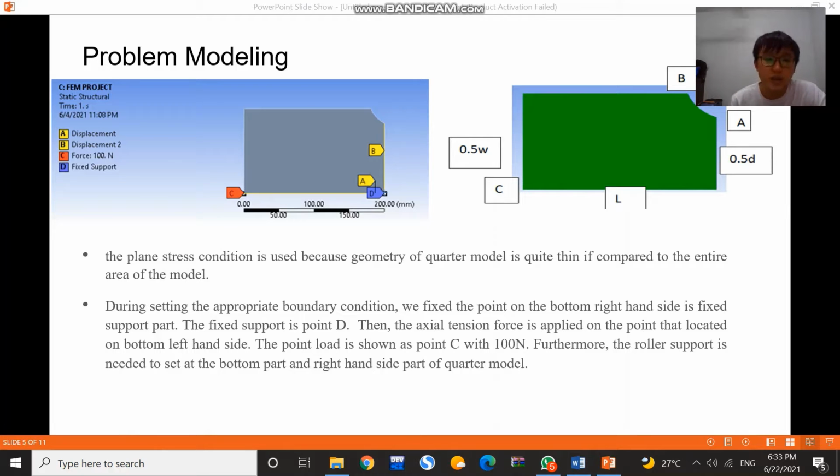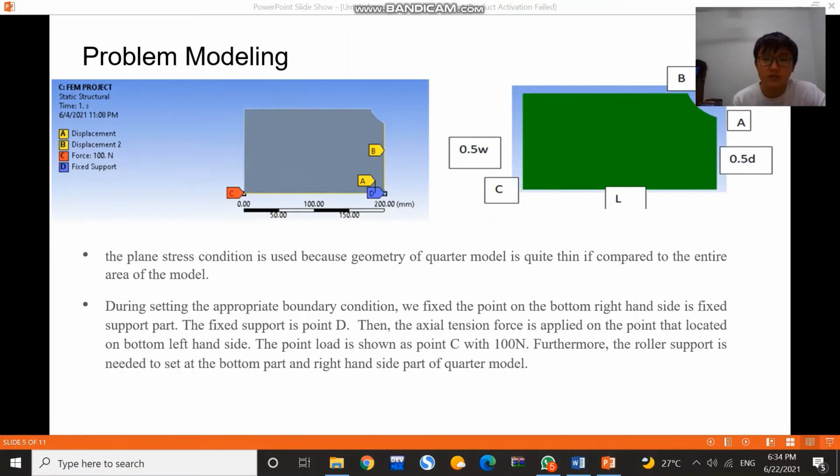At the bottom left hand side, we set the axial tension force, which is 100 Newton. This axial tension load is at point C, and we set it here. Lastly, the roller support is set at the bottom part and the right hand side part of this model. This is our problem modeling while setting the appropriate boundary conditions.